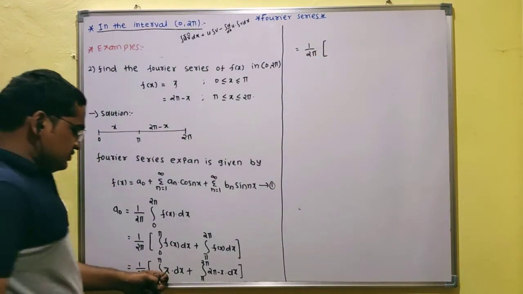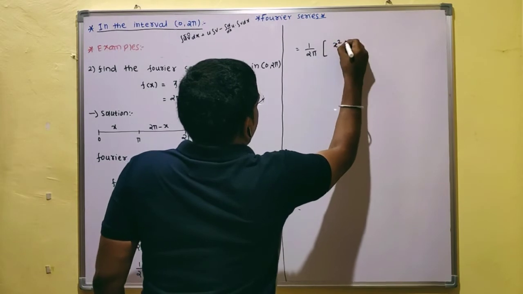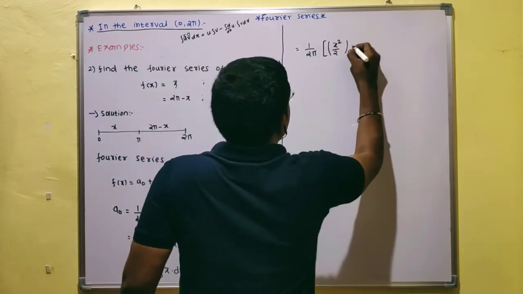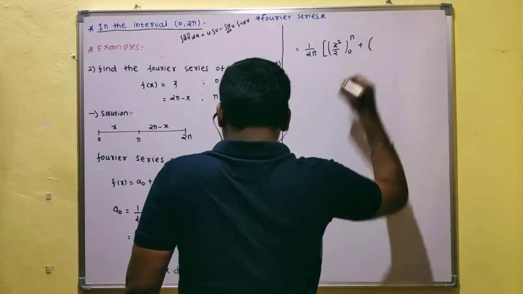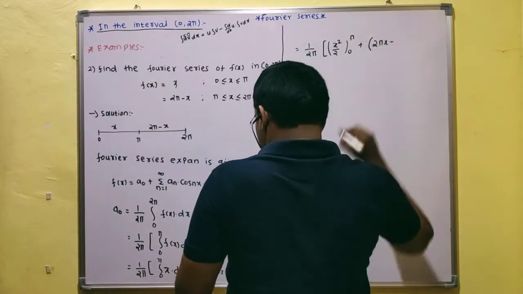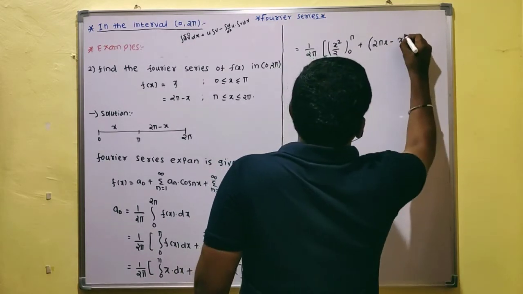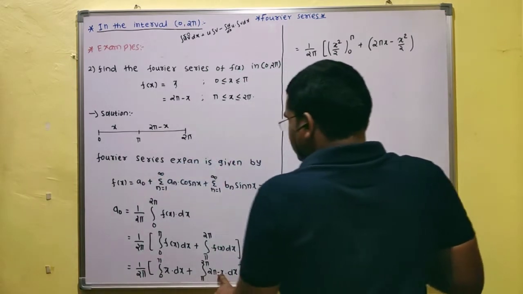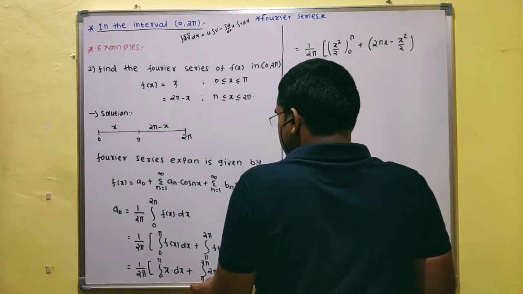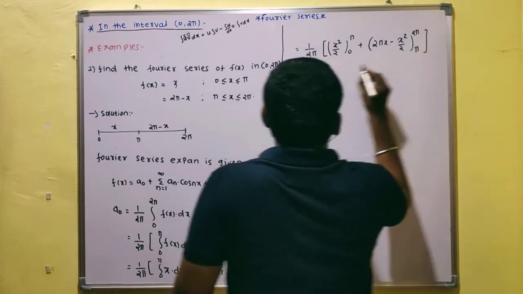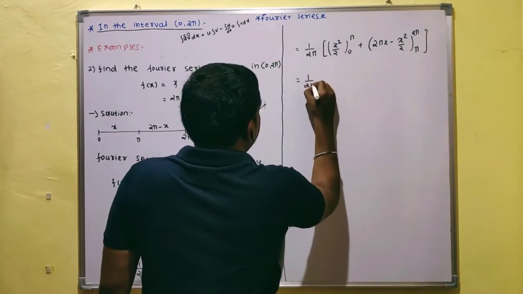What is the integration of this? It is x square upon 2. What is the range? 0 to pi, 0 to pi plus, now what is the integration of this 2 pi? 2 pi x minus, what is the integration of this x? x square upon 2. We are giving here separate integration, and it is possible if here is subtraction or addition. Now what is the range? Pi to 2 pi, and this is equal to 1 upon 2 pi in this bracket.